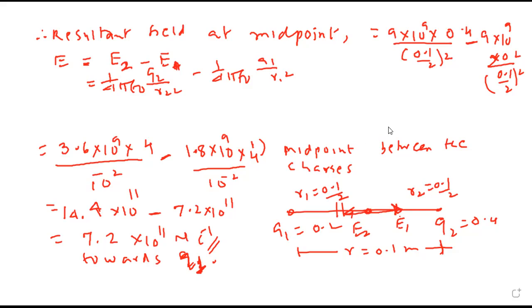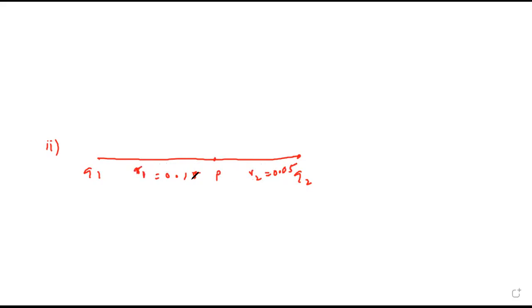Second, the charges are at the same position, but the point is different. Now I want the field at a point on the line joining Q1, Q2, such that the point is 0.05 meter from Q2 and 0.15 from Q1. So R1 is 0.15 and from Q2, R2 is 0.05.